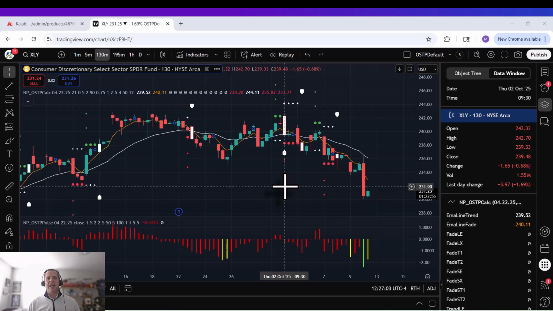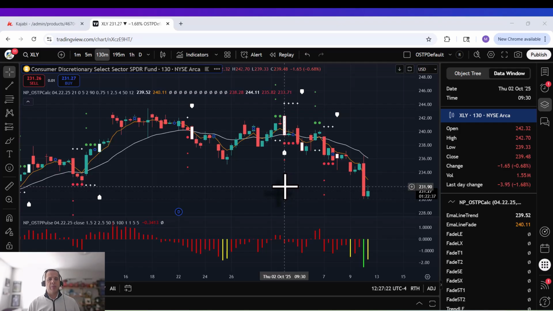My name is Mike Rykse. I'm the lead options instructor for Netpicks, and we're going to go ahead and walk through an example here on XLY. This is the consumer discretionary ETF, and we're using a 130-minute time frame. This is the chart that we use for our swing trades. We classify a swing trade as holding anywhere from 1 to 20 days.